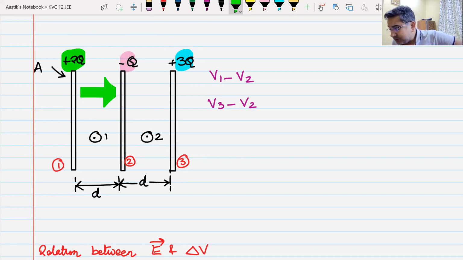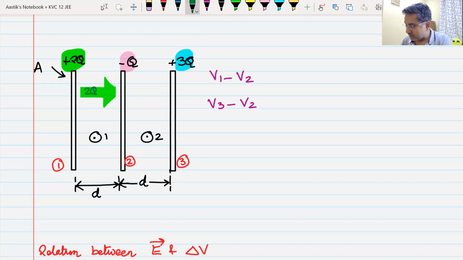What is the field created by an infinite sheet? We have forgotten it so early. Remember, your exam is still 4 months from now. If you forgot it after 4 days, what's going to happen after 4 months? What is the field created by a sheet? Sigma by 2 epsilon naught. So how much is sigma for this sheet?